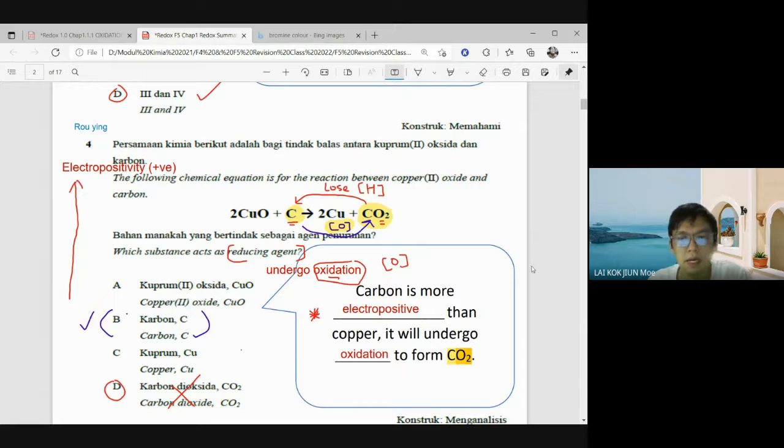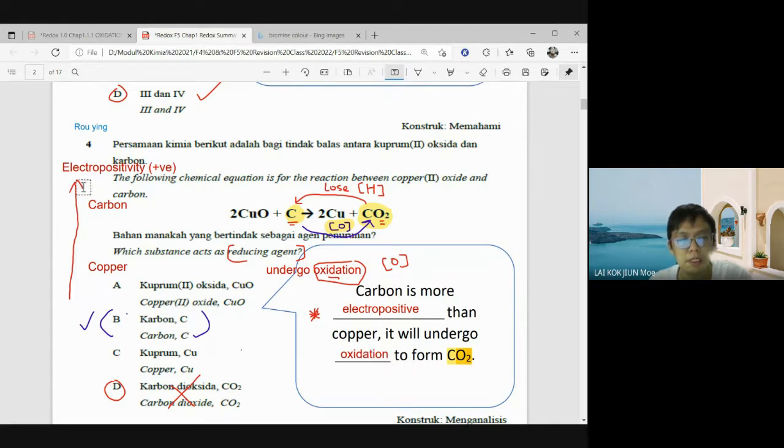Rowing here. Okay. So now the carbon position is higher. So carbon I put here. Carbon position is higher. Copper is lower. So semakin tinggi, semakin suka jadi positive charge. So more easier to undergo oxidize. You know what I mean?